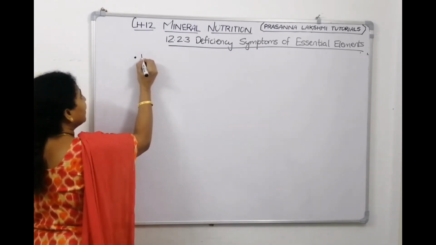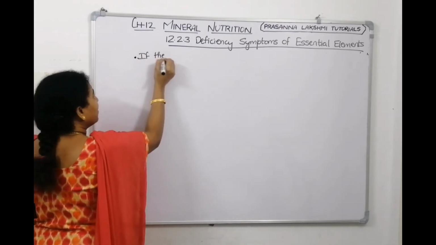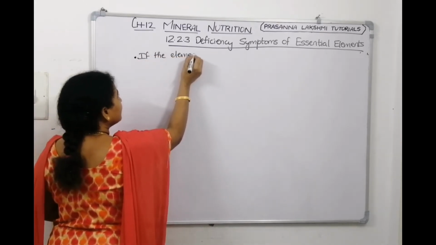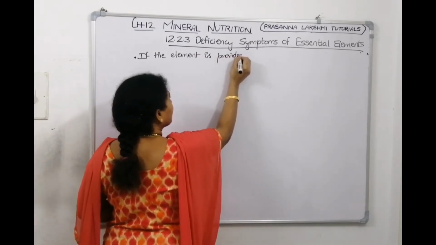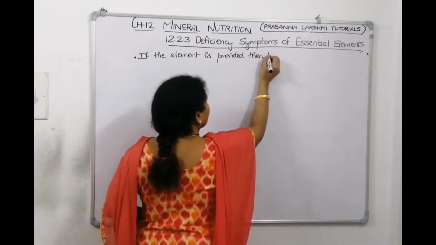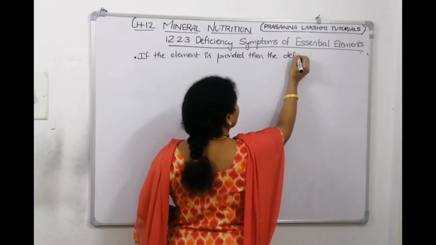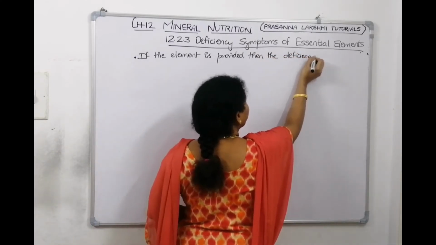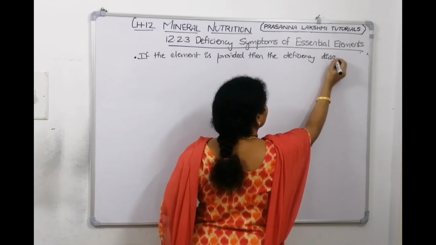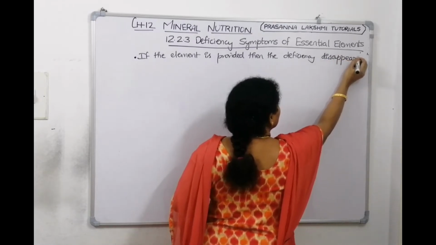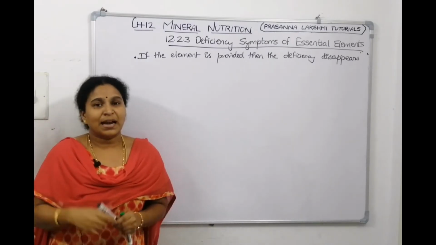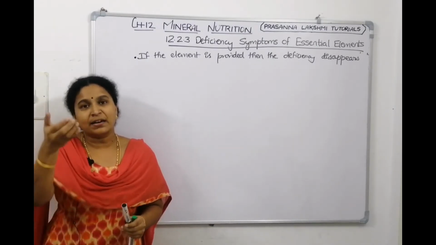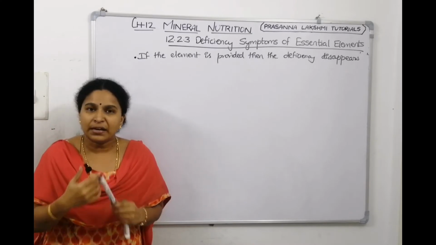Let me write down: if the element is provided, then the deficiency disappears, right? The deficiency will go off. The child will stop crying. So if that element is deficient and you provide that element, then the deficiency will disappear.